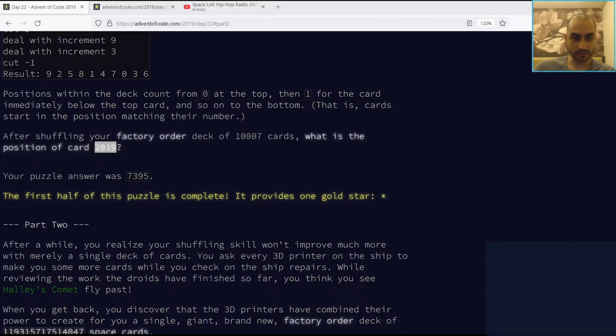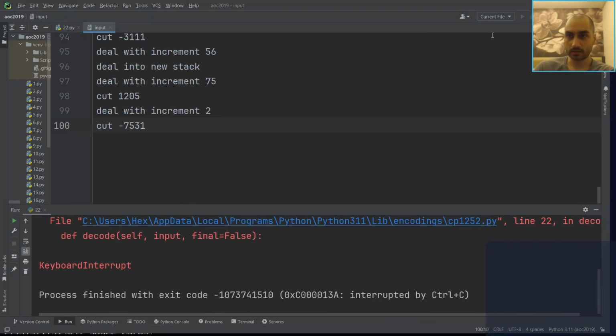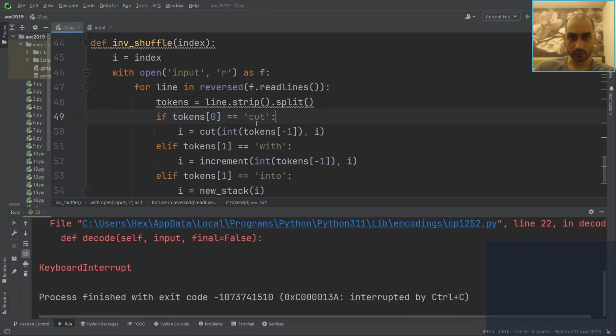Oh, and I don't have my code visible, do I? No, I do. Why is it all glitched? There we go. Yes, okay. So we do negative I here.